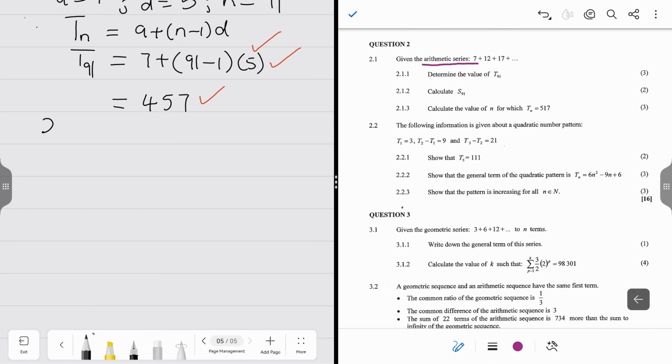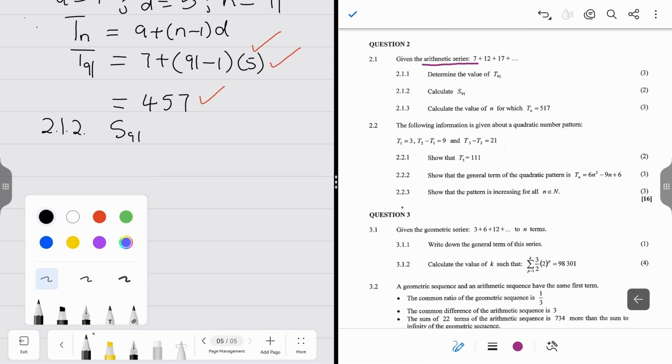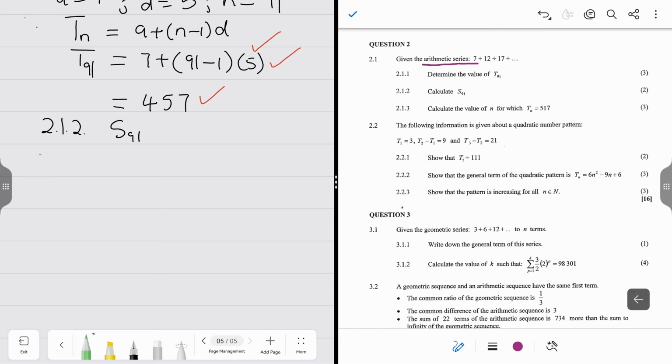There it's 2.1.2. In 2.1.2, they want us to calculate S91. But what you must ask yourself is, what is the meaning of S? Literally, S is our sum. So every time you want to deal with S, just remember that you have a formula. We can put our formula in a different color here so that you can remember it.